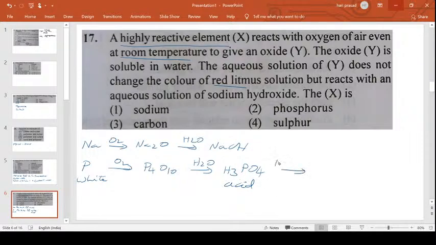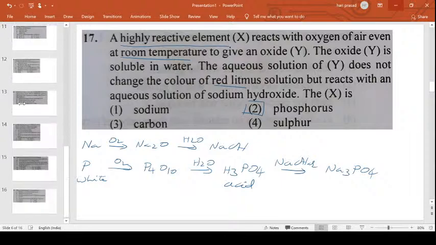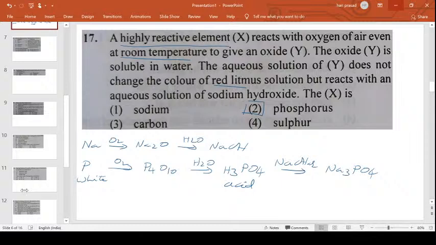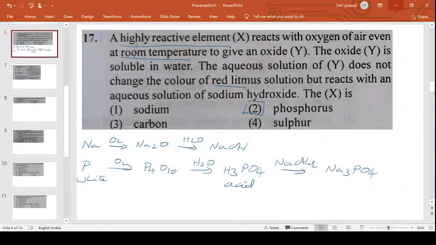It will react with the sodium hydroxide base. Acid-base neutralization gives what? A salt. The salt is Na3PO4, sodium phosphate. Therefore here the element is phosphorus, we can say. Okay. We will go for the next question.